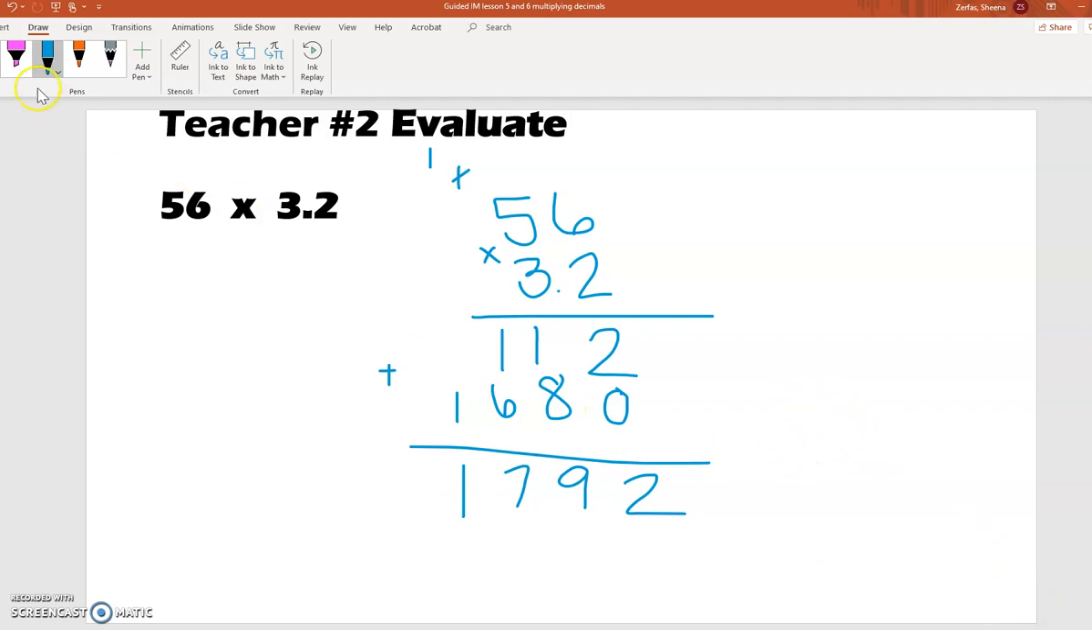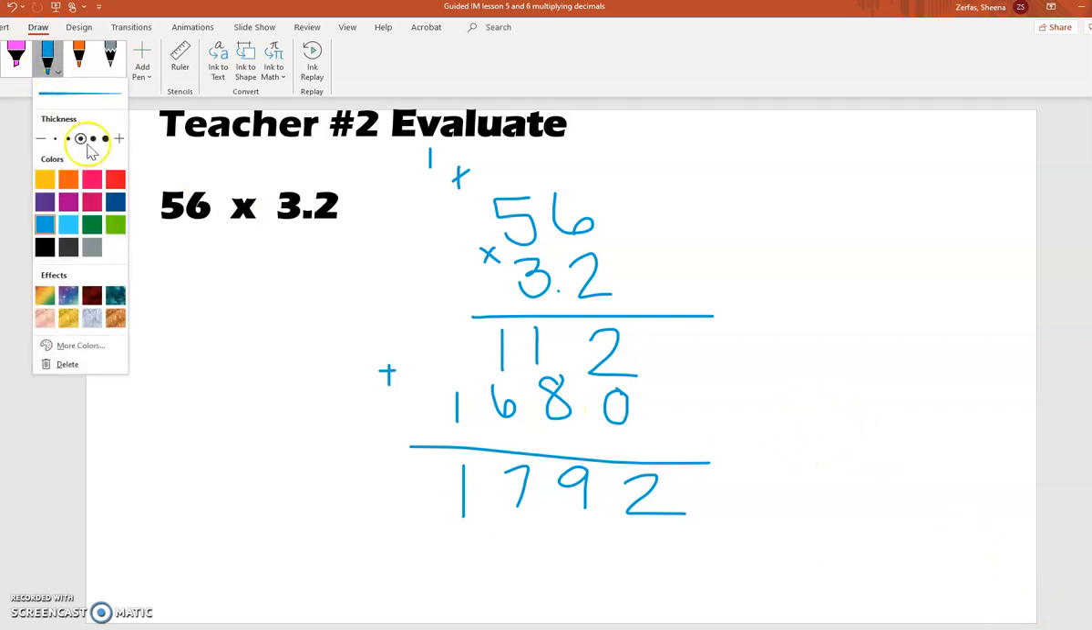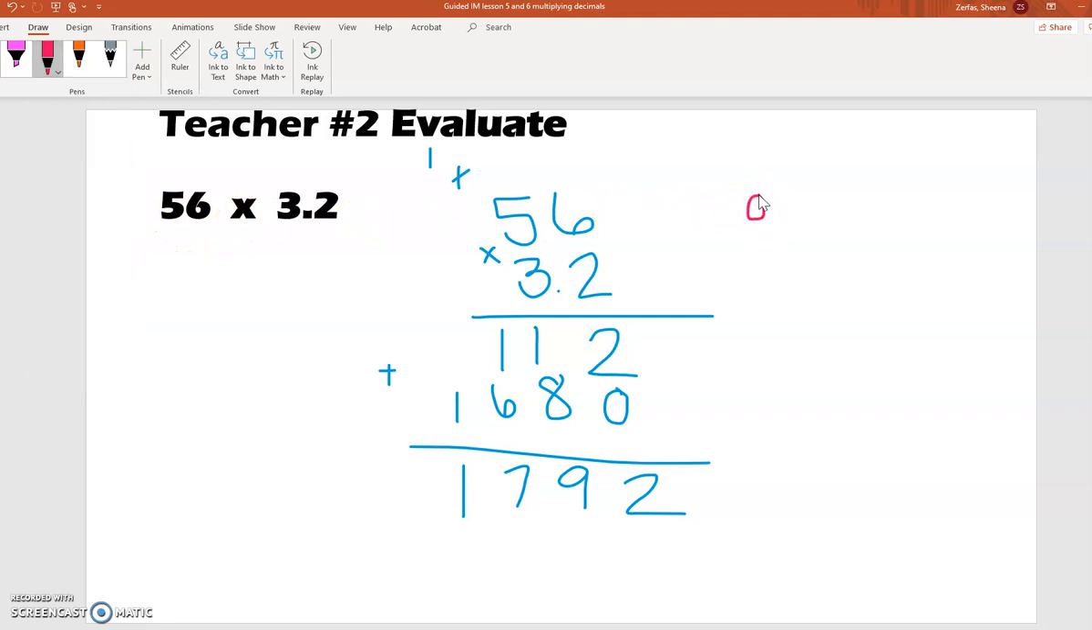Now I'm going to deal with my decimal. So to decide where it's going to go in the answer, I'm going to count how many decimal places I have. So in the first number, 56, we have 0 decimal places, and in the 3 and 2/10, we have 1. So in my answer, if I add those two up, 0 plus 1, I'm going to have 1 decimal point. So shifting it over here, meaning my answer is 179 and 2/10.